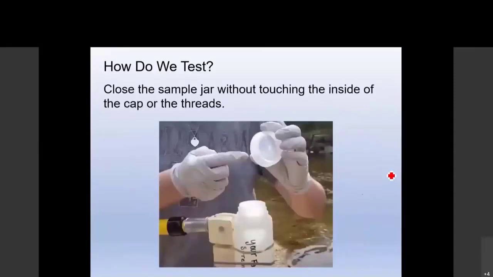All right, and here's our little picture about don't touch the inside of the lid. Don't touch the cap or the threads. You want to make sure that you don't contaminate that area. I know they're gloved, but you probably did something with them. So don't contaminate.